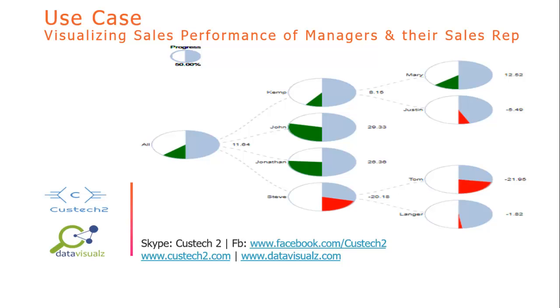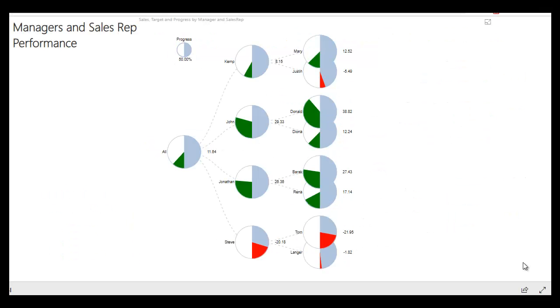And in this, we'll be talking about how we can visualize performance of sales rep and their managers. We would be using a tree map for this.